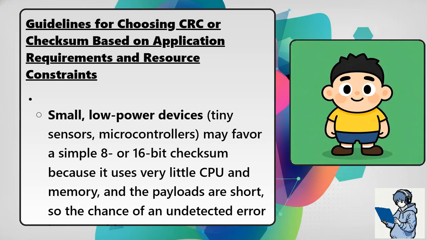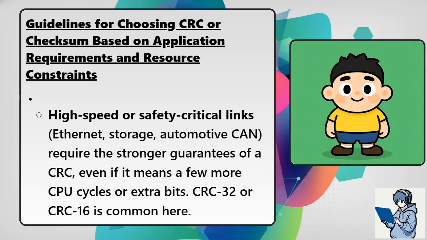Small low-power devices, tiny sensors, microcontrollers, may favor a simple 8 or 16-bit checksum because it uses very little CPU and memory, and the payloads are short, so the chance of an undetected error is acceptable. High-speed or safety-critical links, Ethernet, storage, automotive CAN, require the stronger guarantees of a CRC, even if it means a few more CPU cycles or extra bits. CRC32 or CRC16 is common here.